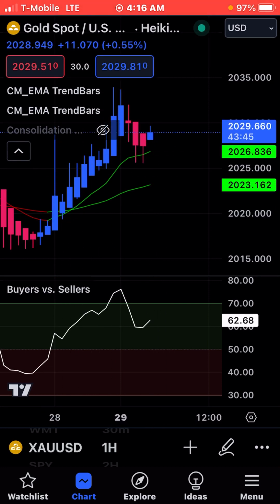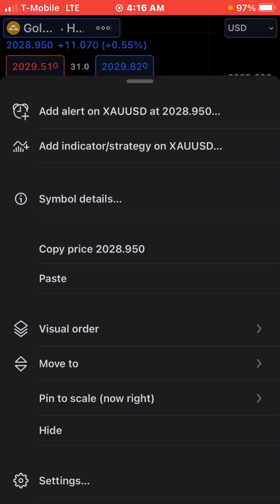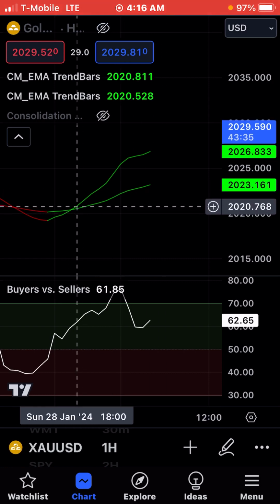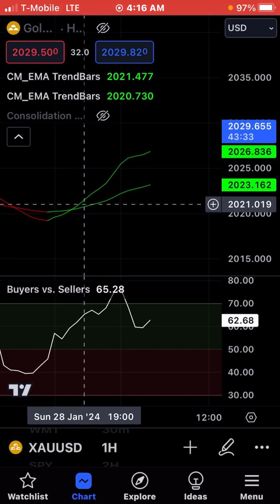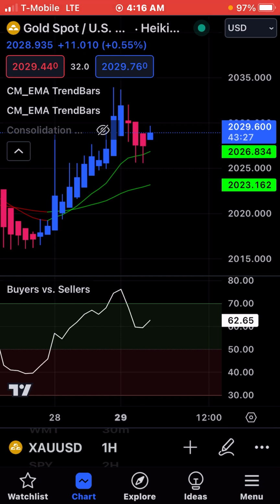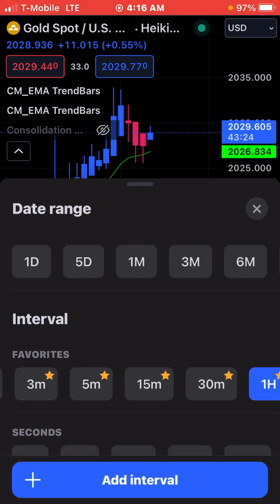We do not enter on the hour unless you catch it crossing. The point of doing it on the hour is to find the overall trend. Once you know the overall trend, you want to go to a lower time frame. You go to the 5 minute.